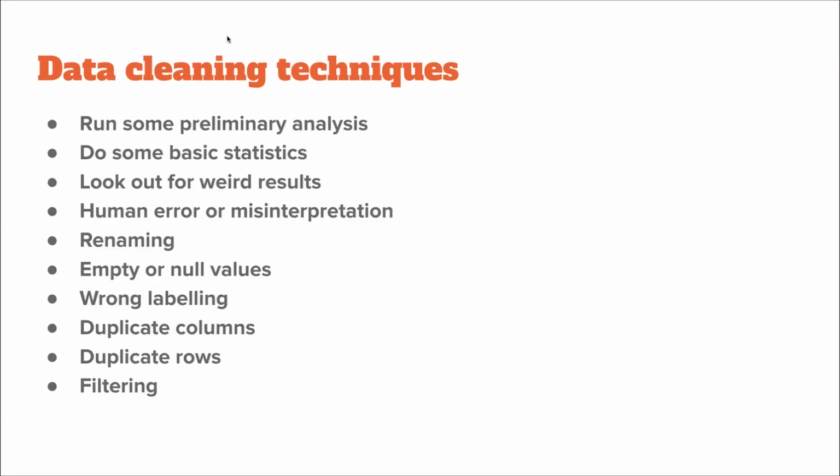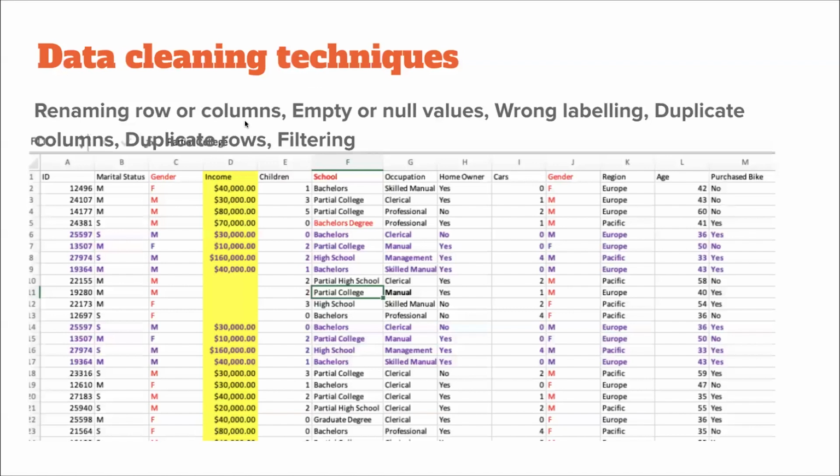Another issue could also be wrong labeling, or duplicate columns or duplicate rows. Other issues could also be having to filter based on some certain condition. So let's look at an example. This is data that we adjusted to have some data issues or data cleaning intentionally, and we are going to show you the data cleaning that you require for each of these.